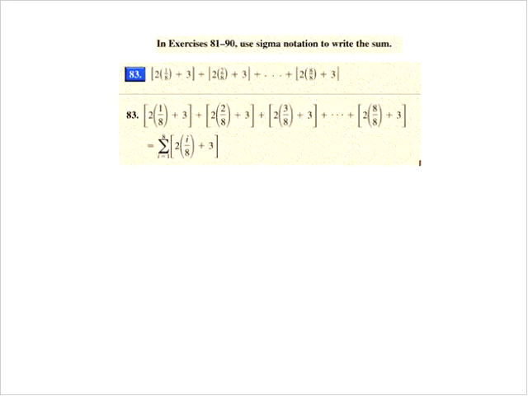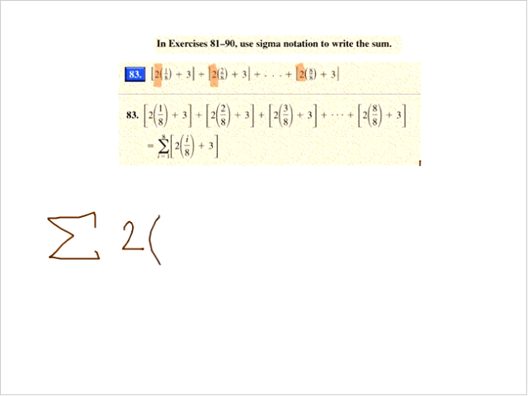And the last thing, let's work backwards. If I'm given the sequence, let's use sigma notation to write that sum. We need to figure out what exactly is different in each thing here. Well, the 2 is the same in each, so everything has a 2. I'm going to start by writing that.